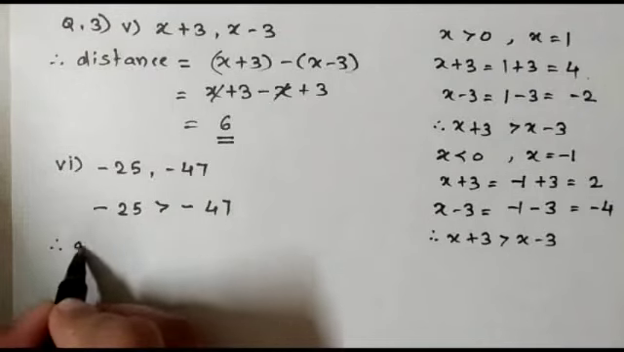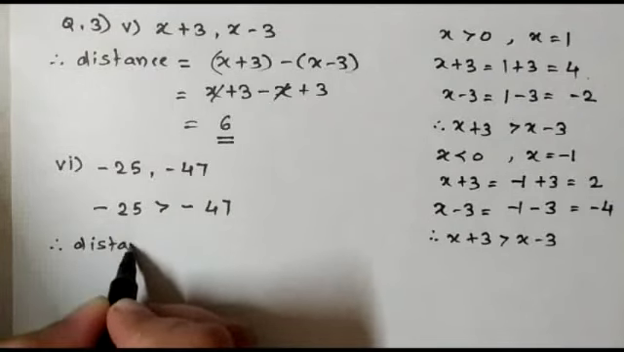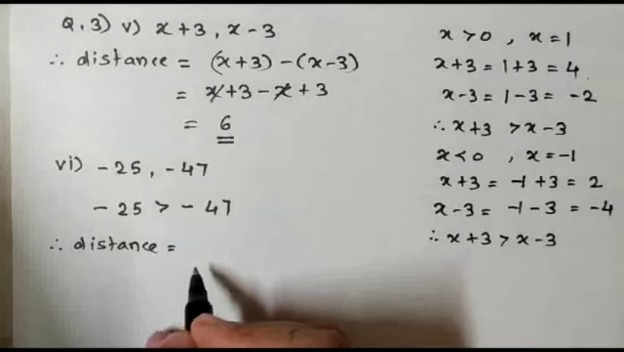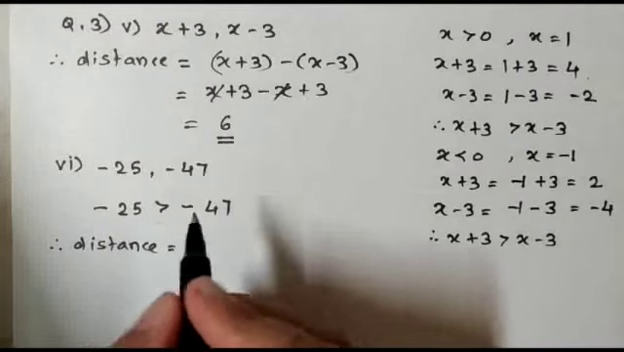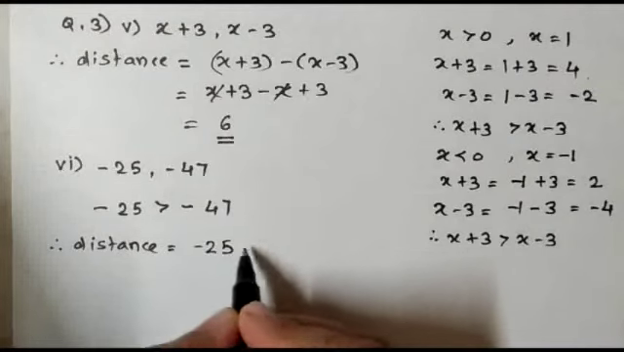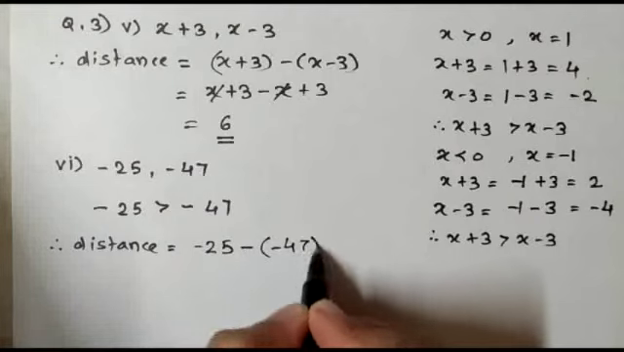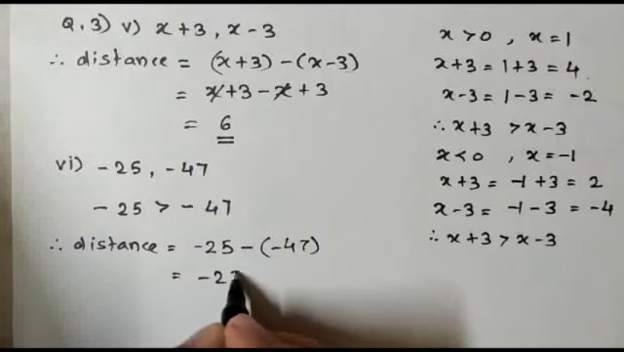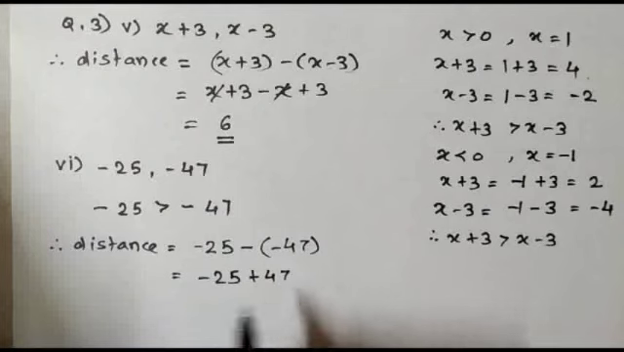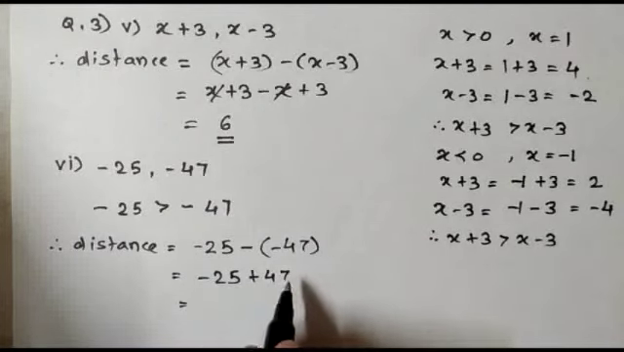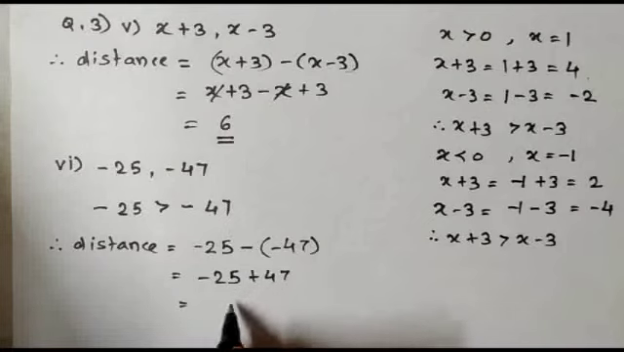So finding distance is an easy job. Distance is equal to, we have to subtract smaller coordinate from larger one. It becomes negative 25 minus negative 47. It becomes negative 25 plus 47. One number negative, one number positive. We have to find the difference and give the sign of the bigger number. So it is a distance of 22 units. So we have got the answer as 22 units.